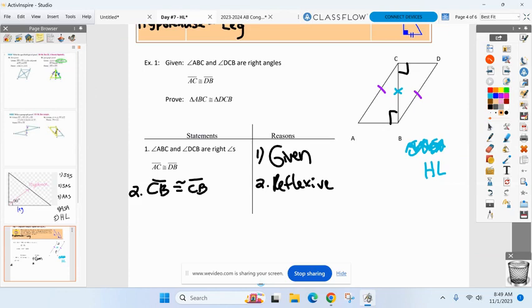Here's where I've got to take over and explain some things. Remember the note at the top? If you're going to use HL, what else do I need in my proof? These 2 are what type of triangles? You have to say the triangles are right before saying they're congruent. All right, so I need to put triangle ABC and triangle DCB are right triangles. This is only for an HL proof. I need this in there. Not right angles, right triangles.